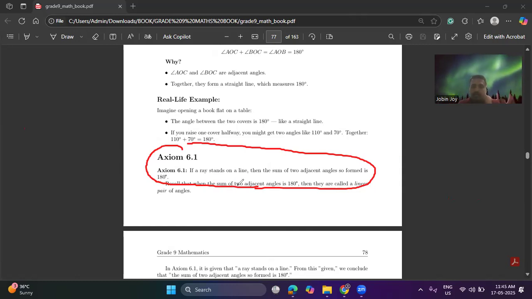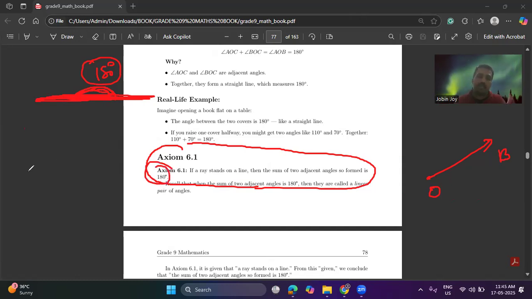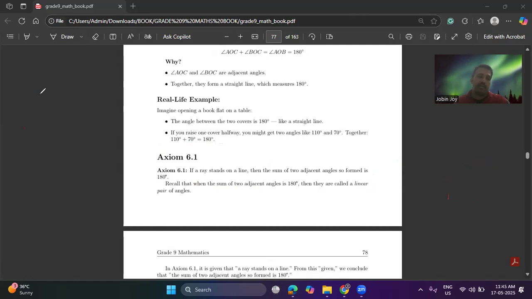So axiom 6.1: if a ray stands on a line, just think about a ray OB, this is the line, and if a ray stands on a line, the sum of the two adjacent angles formed is 180 degrees. This one we already discussed. Because this is a line, we know that the angle of a line is called a straight angle, right? It's 180 degrees. This is a general statement. The statement is true.